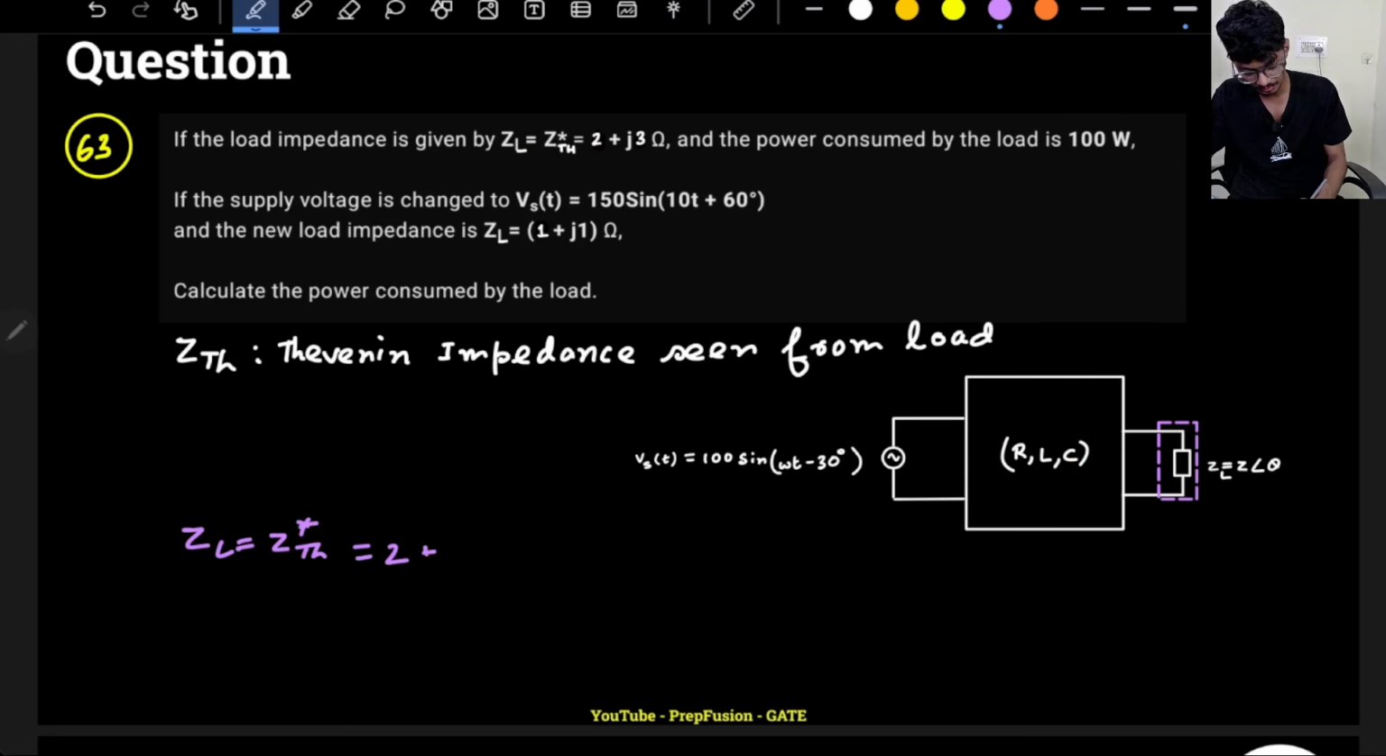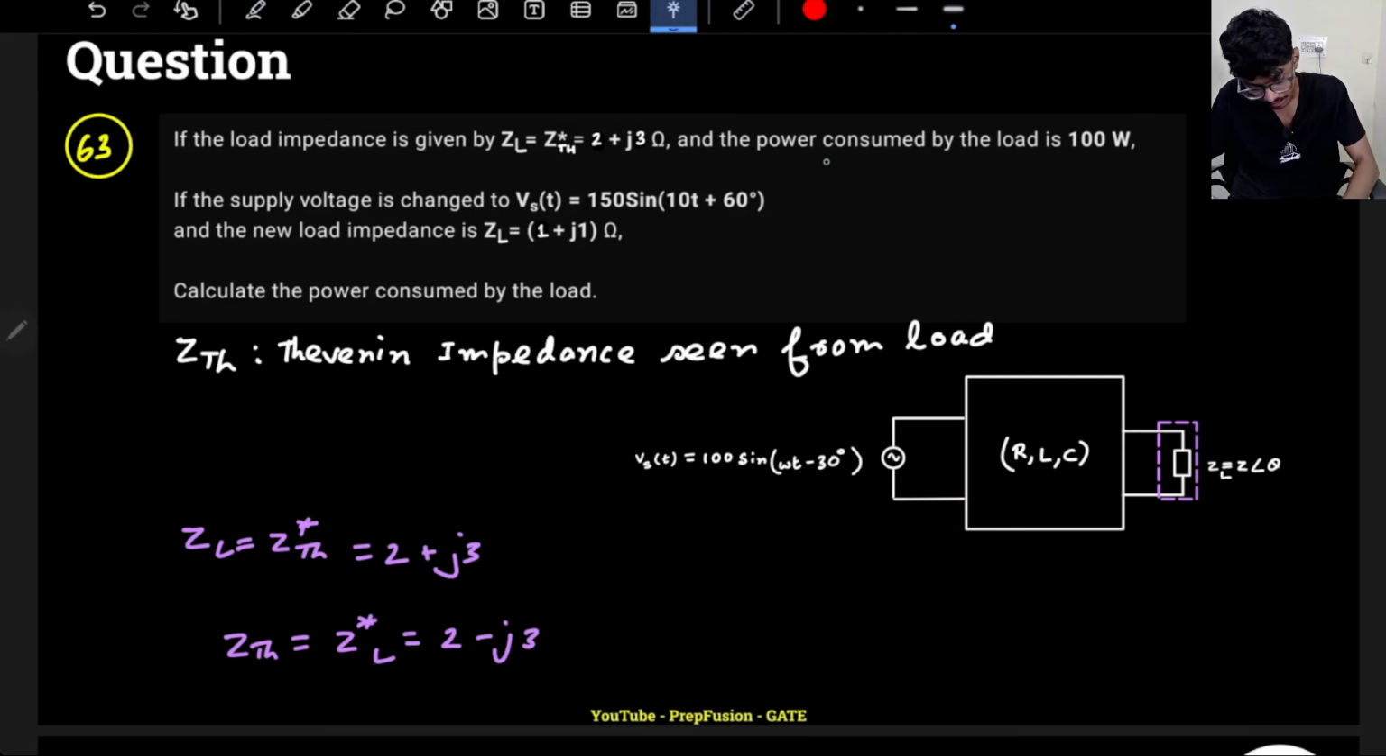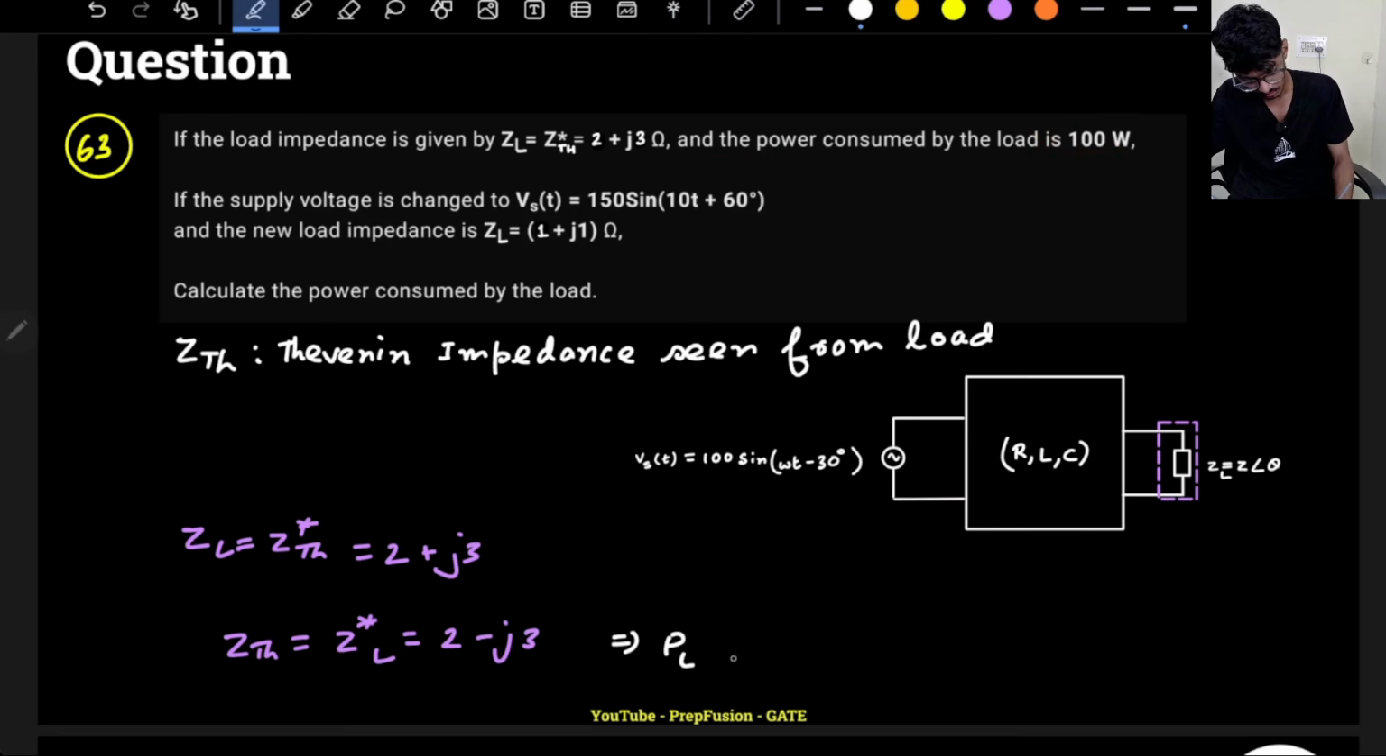So what is my Thevenin's impedance then? If the load is the conjugate, my Thevenin's impedance will be the conjugate of this load impedance. So it will be 2 minus J3. This is my Thevenin's impedance for this particular network. Okay, fine. And the power consumed by the load is 100 watts. If it is 100 watts, what is it equal to? It is equal to IL RMS whole square into R, because of course power is consumed only in the resistive part, it is not consumed in the inductive or the capacitive reactance.